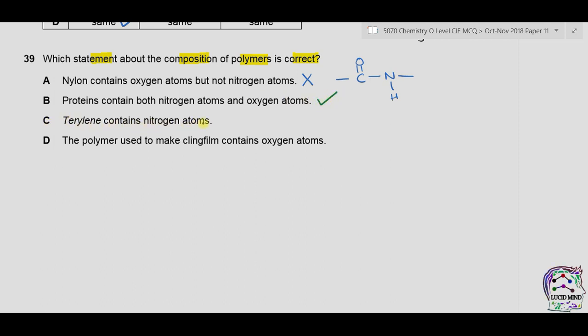C. Terylene contains nitrogen atoms. Now in terylene we have the ester linkage in which only carbon and oxygen is present, so C is wrong. D. The polymer used to make cling film contains oxygen atoms. Now cling film is polyethene, and in polyethene only carbon and hydrogen atoms are present. There is no oxygen atom. So D is wrong. Correct answer is B.